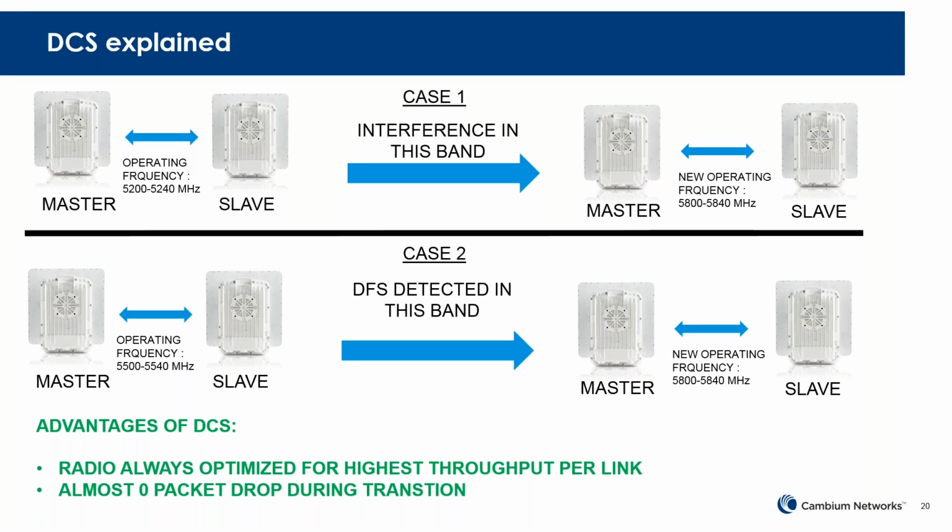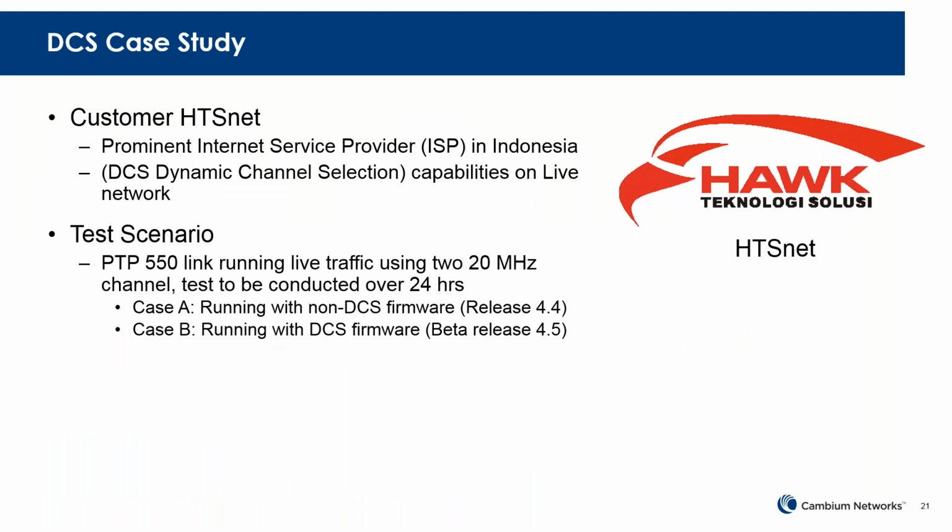Similarly, if you're operating in a DFS band, the 5500 to 5540, and if it detects a DFS, the radio automatically comes up in the 5800 to 5840 band. The radio is mainly optimized for highest throughput, the switching concept, and our main focus is to never drop packets during the transition. So we did a case study.